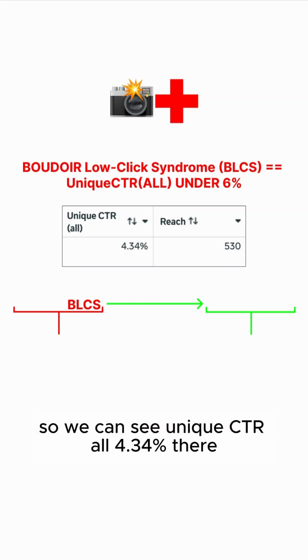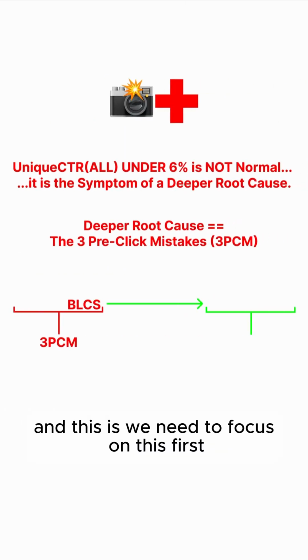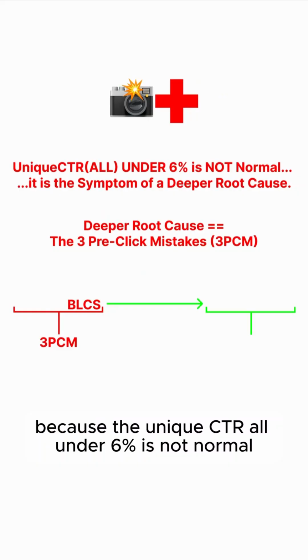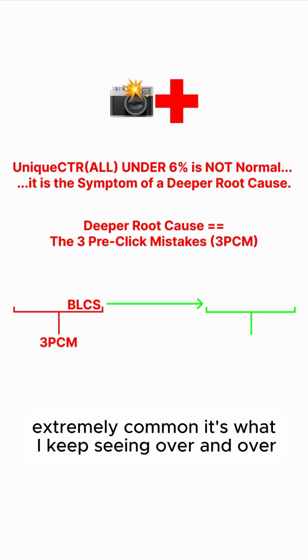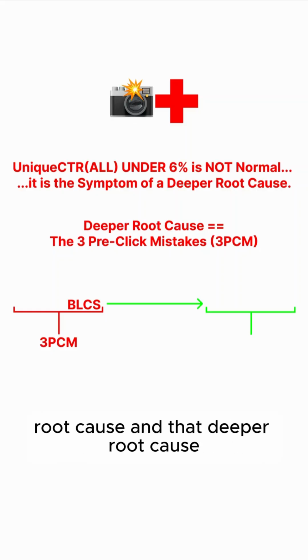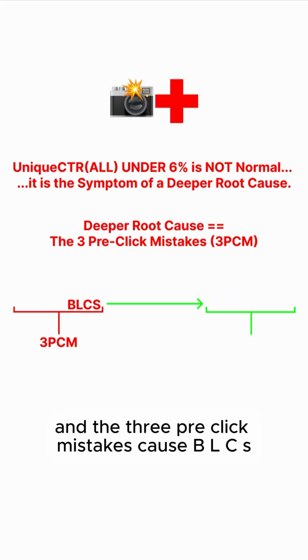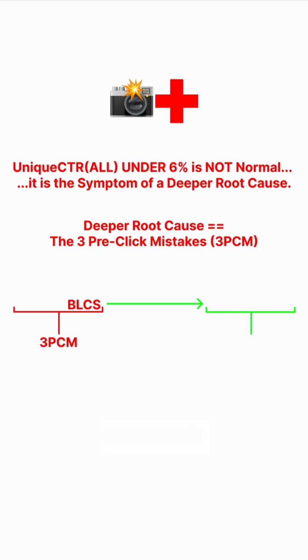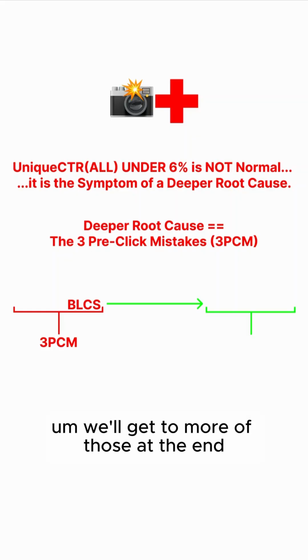So we can see the unique CTR is 4.34% there. We need to focus on this first because a unique CTR under 6% is not normal. It's extremely common, and it's what I keep seeing over and over again. Every single Boudoir Facebook ad I've seen and tested has BLCS, unique CTR under 6%. And it's a problem because it's actually the symptom of a deeper root cause, and that deeper root cause is the 3 pre-click mistakes. The 3 pre-click mistakes cause BLCS, and we'll get to more of those at the end.